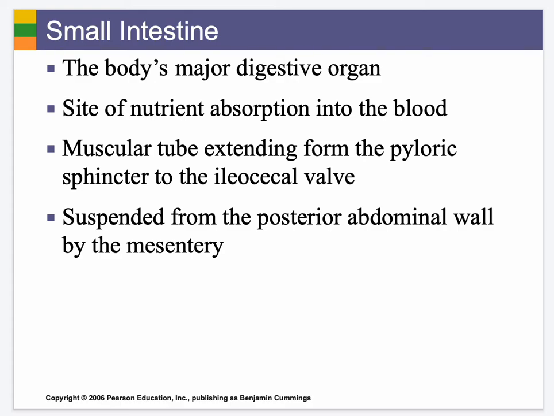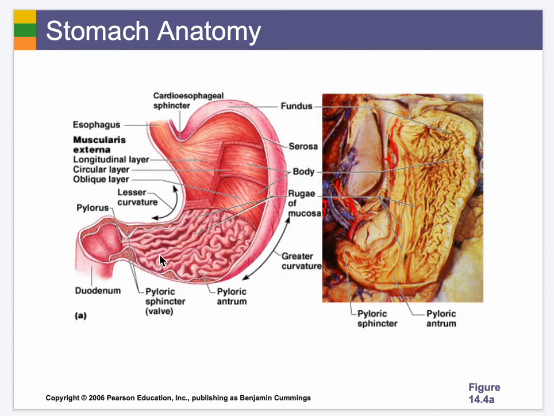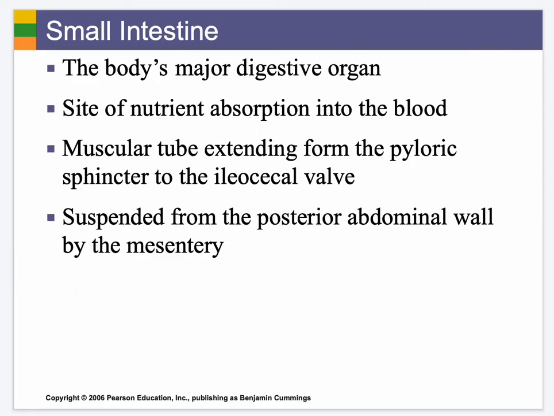So, your small intestine, that's your body's major digestive organ. It's actually the site of the nutrient absorption into the blood. So, it's a muscular tube extending from the pyloric sphincter to the ileocecal valve. Yung pyloric sphincter kanina, ito yung sinasabi ko. Ito yung stomach, may pyloric sphincter dyan. Starting there, small intestine na yan pababa. So, from the pyloric sphincter to the ileocecal valve, yan yung small intestine.